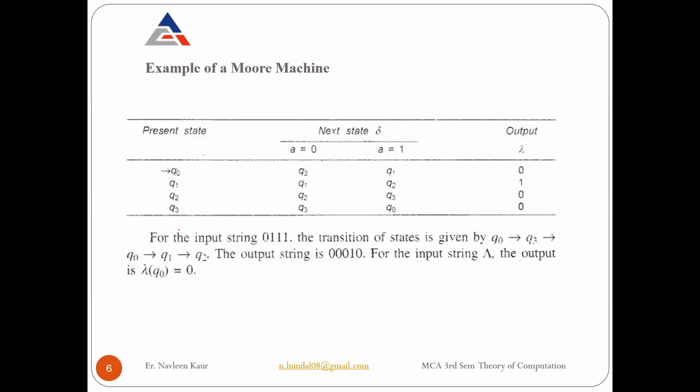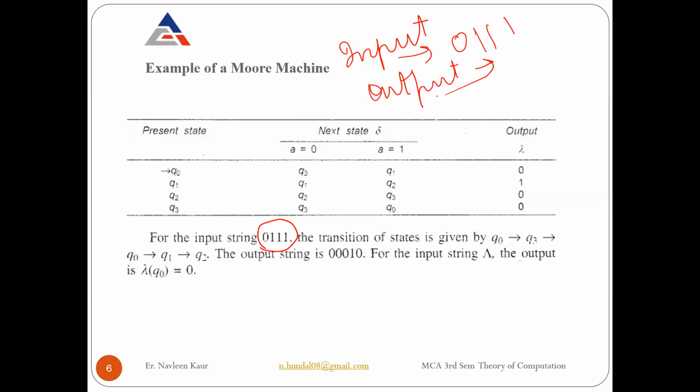So suppose I am giving the input string 0111 to it. This is the input I am going to give this table, and I want to check what will be the output generated. So you start from Q0, and the very first character you pass to Q0 is 0.